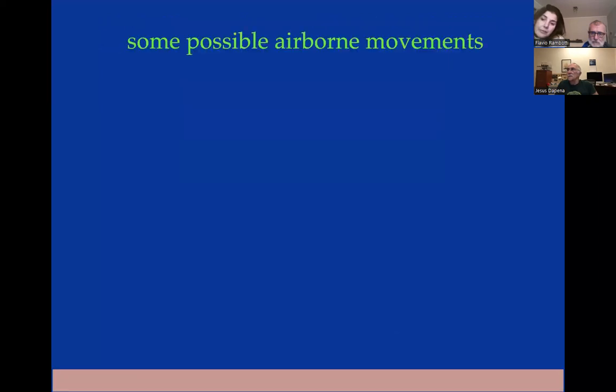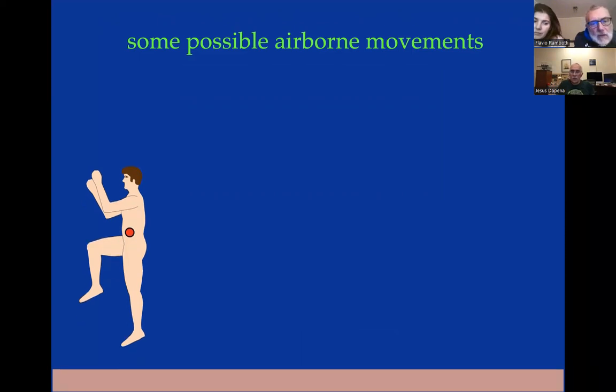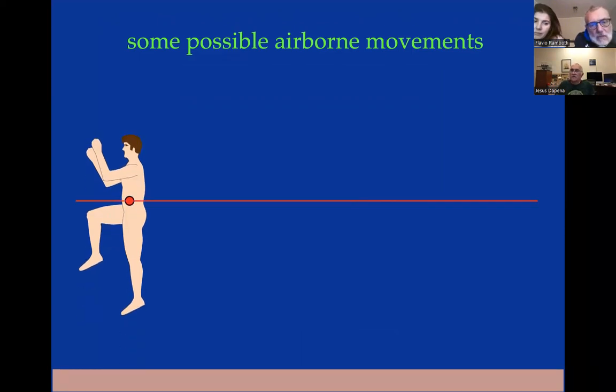Okay, so let's look at a high jumper and see possible movements that a high jumper could do in the air. So we have a person here that's going to take off from the ground and reach a higher height. And this athlete, let's say, had only a translation. It has no angular momentum at all.